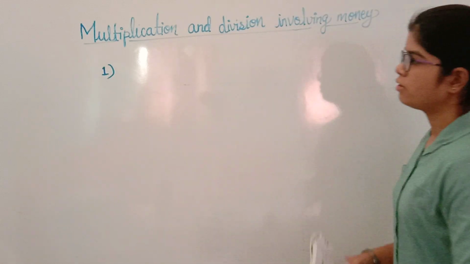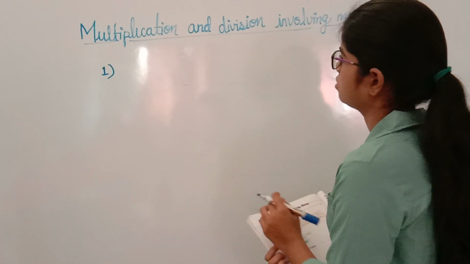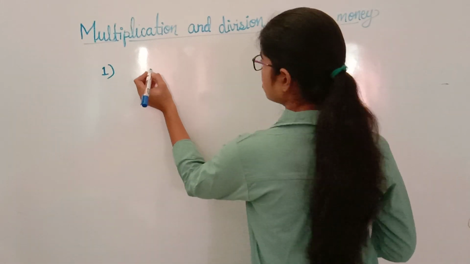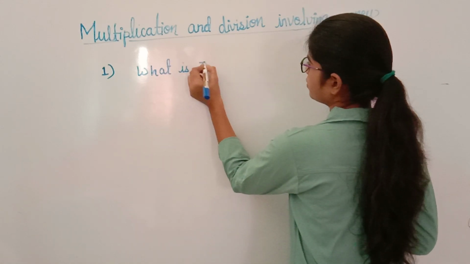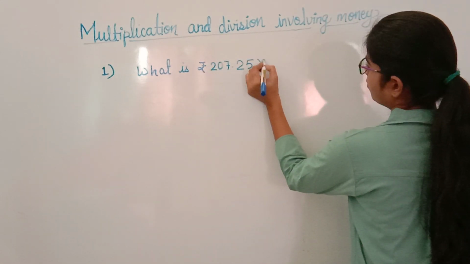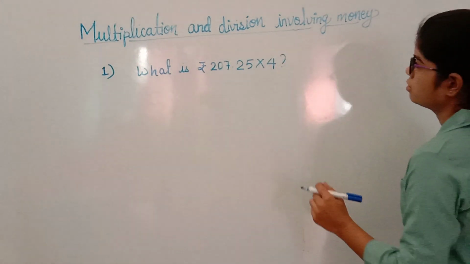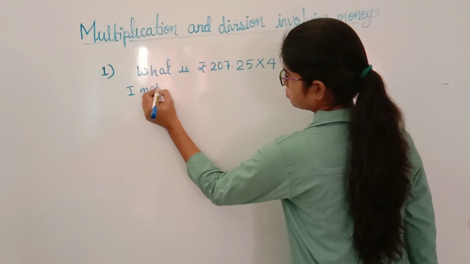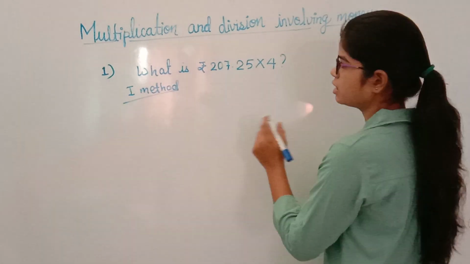In the first example, we see how to multiply money to convert paise. This process also takes multiplication. The first example is: suppose we have rupees 207.25 multiplied by 4. How do we multiply it? Firstly, a basic method. The first method is the basic method, meaning basic multiplication.